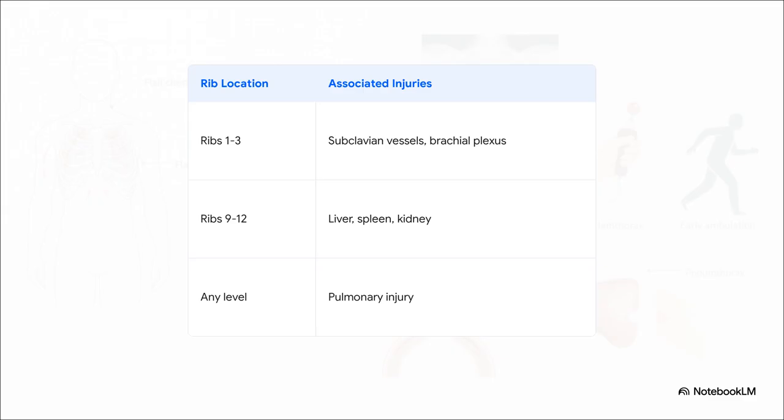You also need to use the specific location of a rib fracture to predict associated injuries. If you see fractures in the upper ribs, so ribs 1 through 3, you need to suspect damage to the subclavian vessels, the brachial plexus, or mediastinal vessels. Moving down to the lower ribs, 9 through 12, the threat shifts to intra-abdominal organs. That means the liver on the right, the spleen on the left, and the kidneys posteriorly. And keep in mind, a fracture at literally any level can be associated with an underlying pulmonary injury.